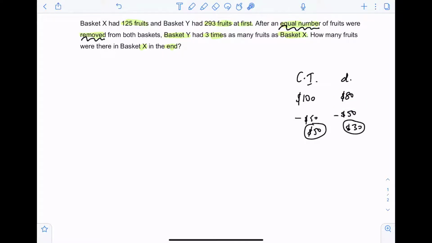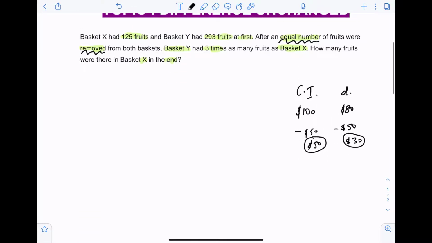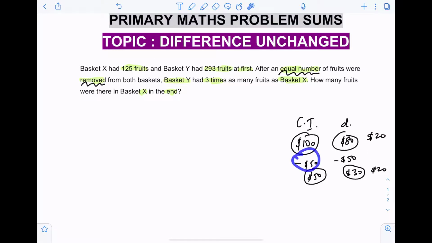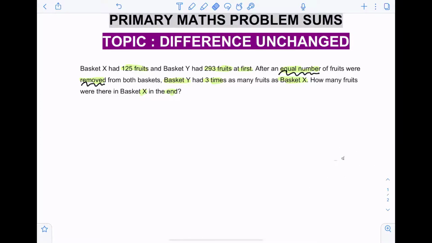If you realize, the difference at the start between 100 and 80 is $20. At the end is also $20, because 50 minus 30 is also $20. The difference remains the same. I repeat, the difference remains the same, because an equal amount of money is being spent. In this case, an equal number of fruits is being removed.